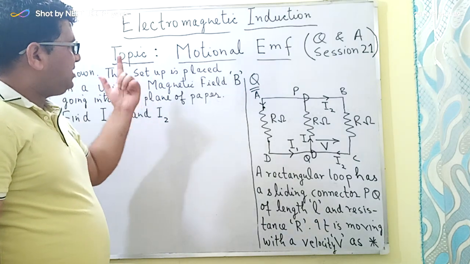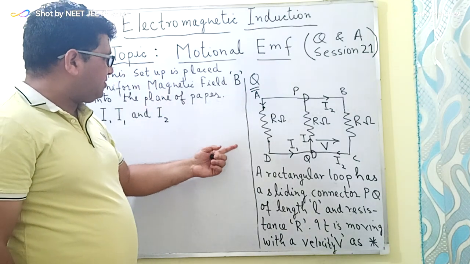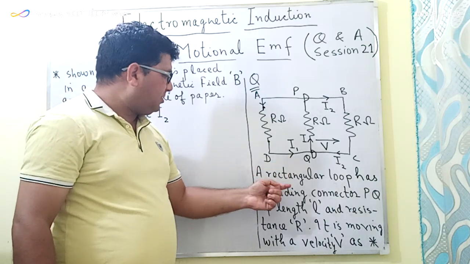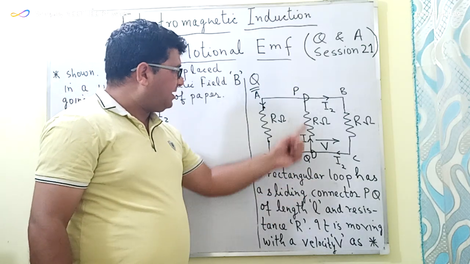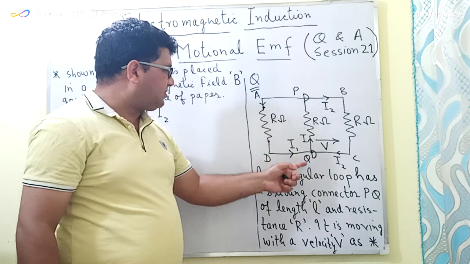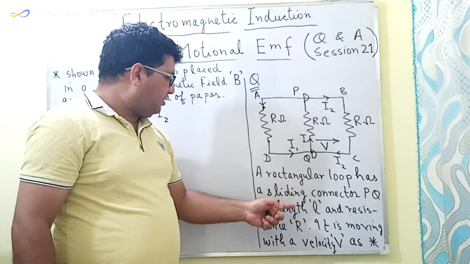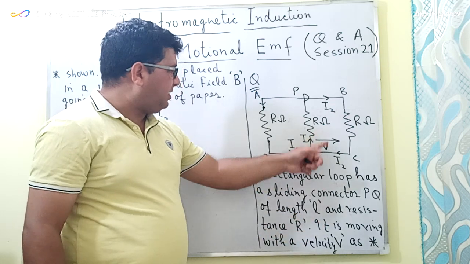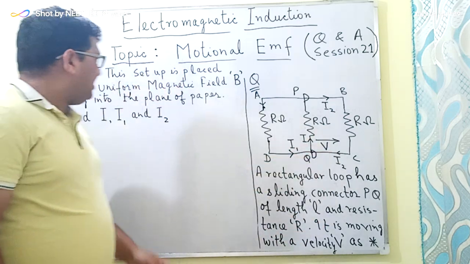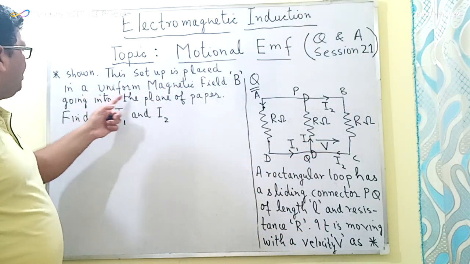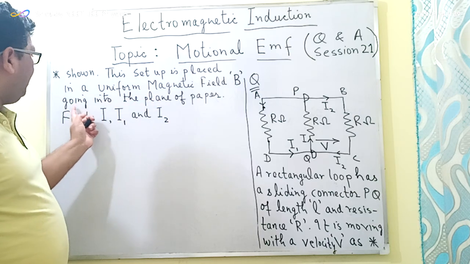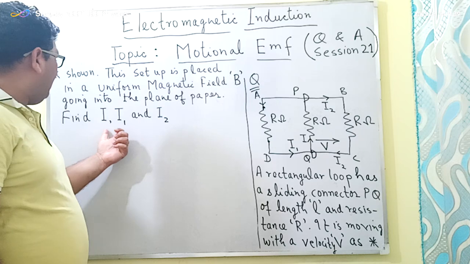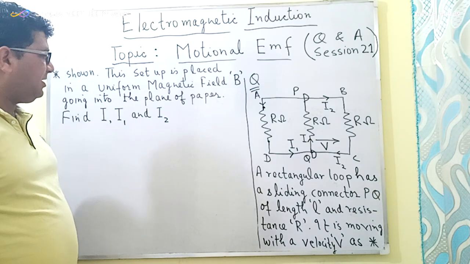Based on that session, I have selected one question, which is written here on this board. A rectangular loop has a sliding connector as shown in this figure. PQ is a sliding connector of length L and resistance R. It is moving with the velocity V as shown in this diagram, and this setup is placed in a uniform magnetic field B, which is going into the plane of the paper. We have to find the value of the induced current, that is I, I1 and I2.